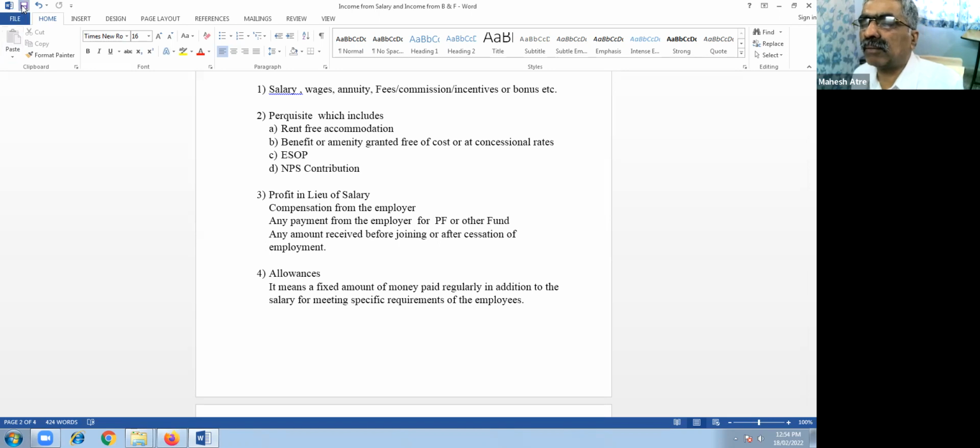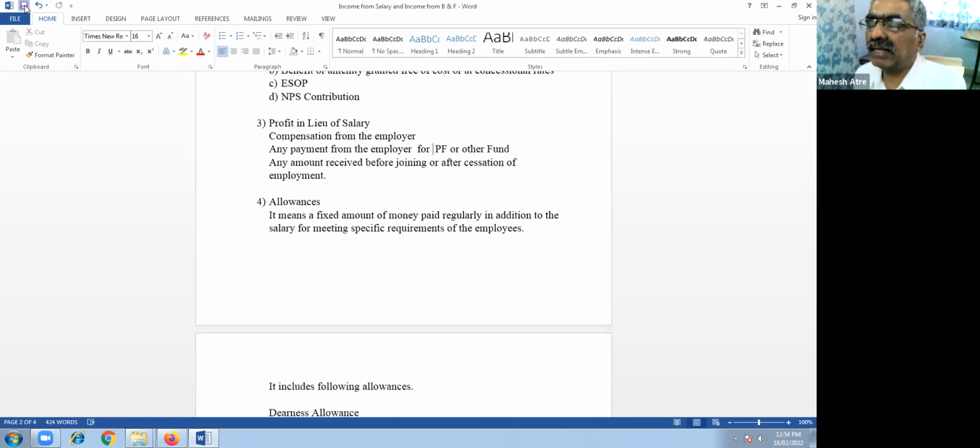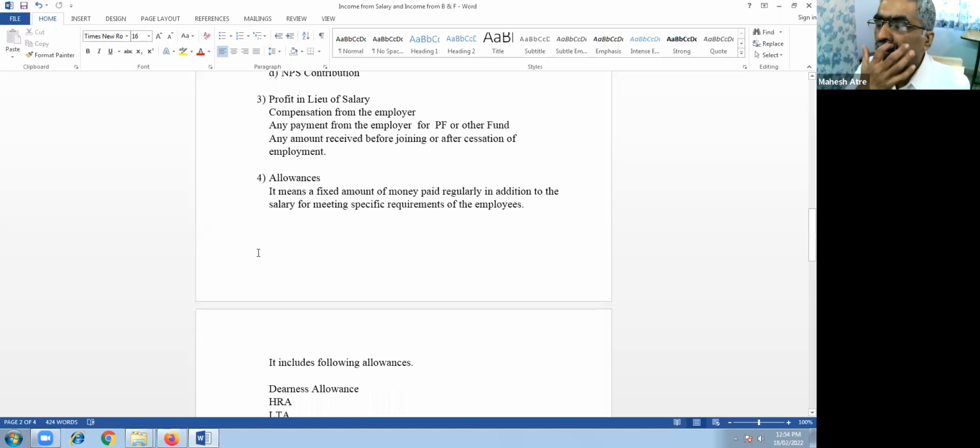Now the very important part is, next is salary includes allowances. There are a number of allowances, and we are going to call them part of salary. Allowances means a fixed amount of money paid regularly in addition to the salary for meeting specific requirements of the employee. Those who are in employment know there are a number of allowances. A fixed amount is paid regularly to the employee that we call allowances.